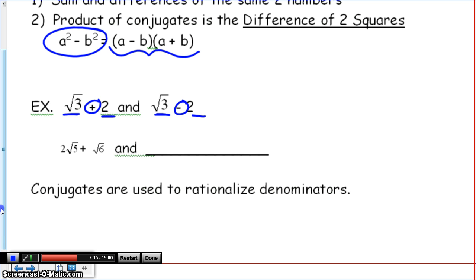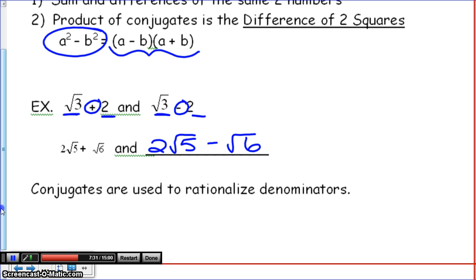So what is my conjugate of 2 square root of 5 plus the square root of 6? It would just be 2 square root of 5 minus the square root of 6. The only thing that changes in our conjugates is the sign in between the two terms.